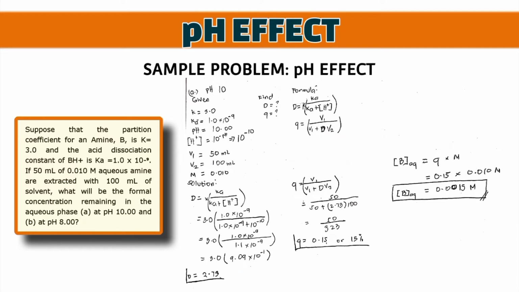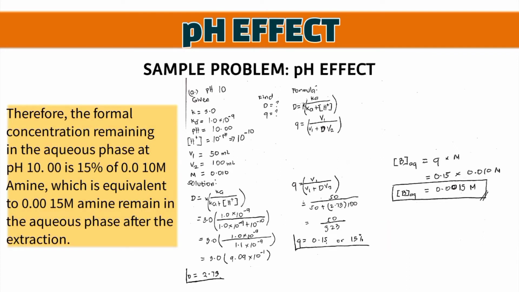Now we can already find the concentration of the remaining amine in the aqueous phase using the formula for Q. Substitute all the given values in that formula and then solve for it, and that will give us the result of 0.15 Q. Therefore, the formal concentration remaining in the aqueous phase at pH 10 is 15% of the 0.010 moles of amine, which is equivalent to 0.0015 moles of amine remaining in the aqueous phase after the extraction.